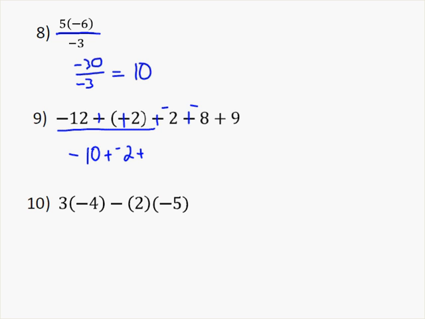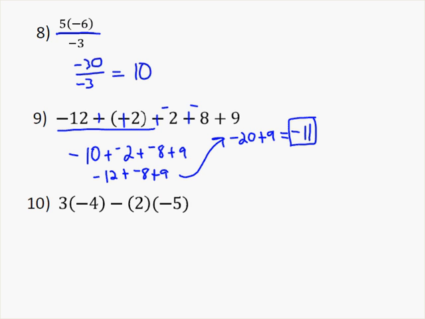12 is bigger, so it stays negative. Plus negative 2, plus negative 8 plus 9. Negative 10 plus negative 2 is just negative 12. The signs are the same, so you add them together. And so you end up with negative 12 plus negative 8 plus 9. Negative 12 plus negative 8, signs are still the same, so you're still at negative 20. And then with negative 20 plus 9, signs are different, so you subtract. And so 20 minus 9 is 11. Since 20 is bigger, it's negative 11. So you end up with negative 11.